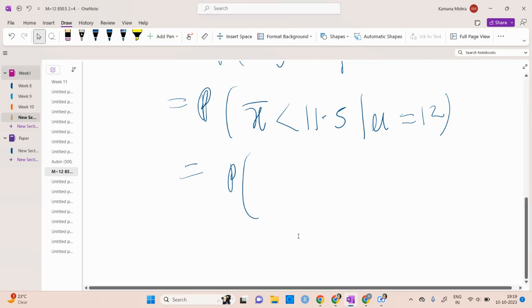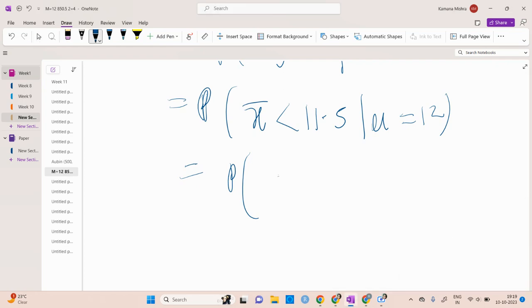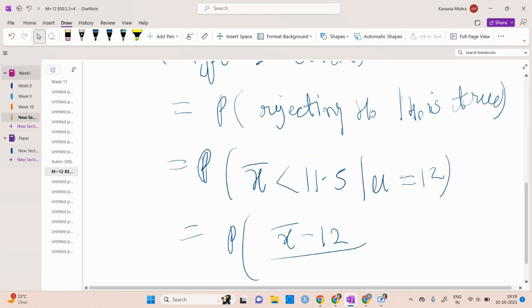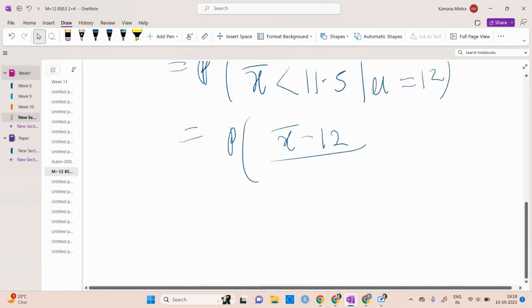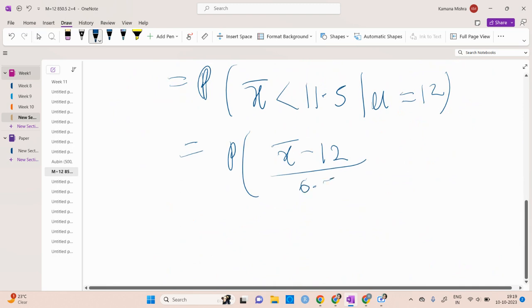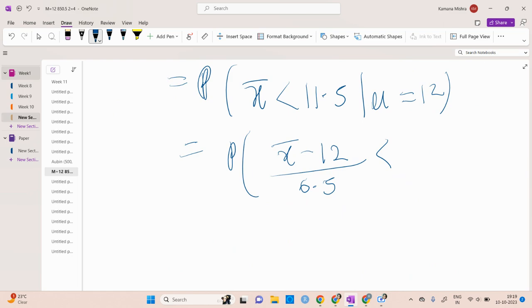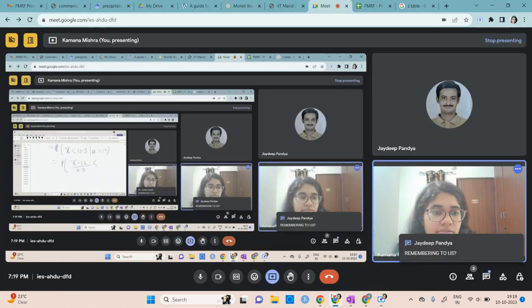Okay, so it will be x bar minus mu, which is 12, and divided by the sigma, which is 0.5, right? So it will be... remembering to us.